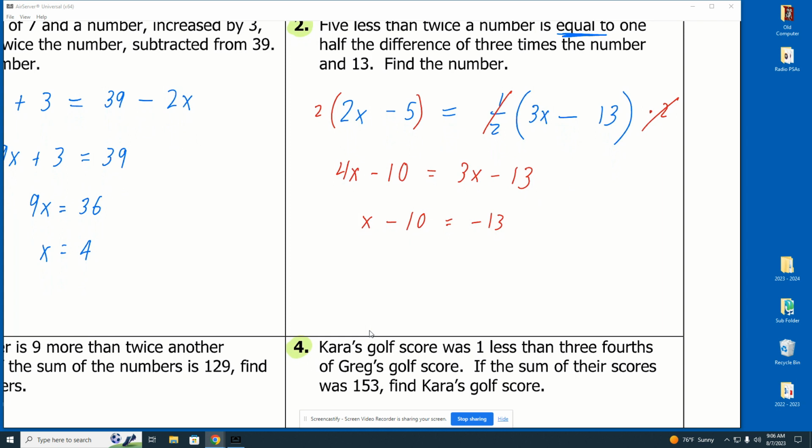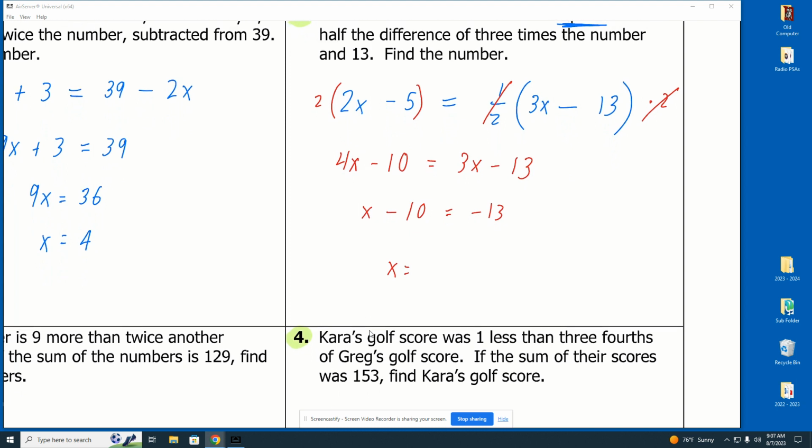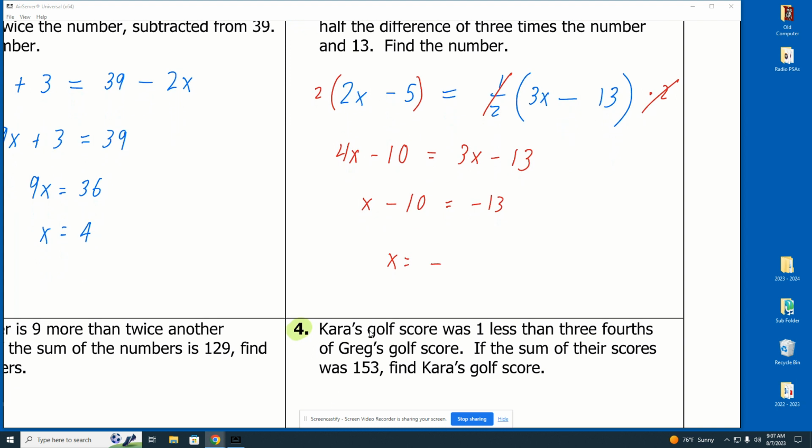My last step? Add 10. So I'm either going to, in my brain, or my calculator, go negative 13 plus 10, or remember I like to do it in my head, 10 minus 13. What do I get? Negative 3 is my answer. Okay?